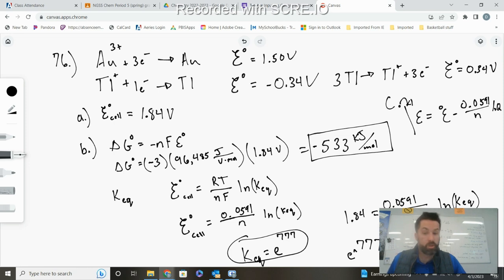You would need to write your equation out, making sure that you have, this would be 3, that your Tl plus concentration is cubed, and your concentration of your gold 3 plus is just raised to the first power. That's the only thing you need to be careful of on that.